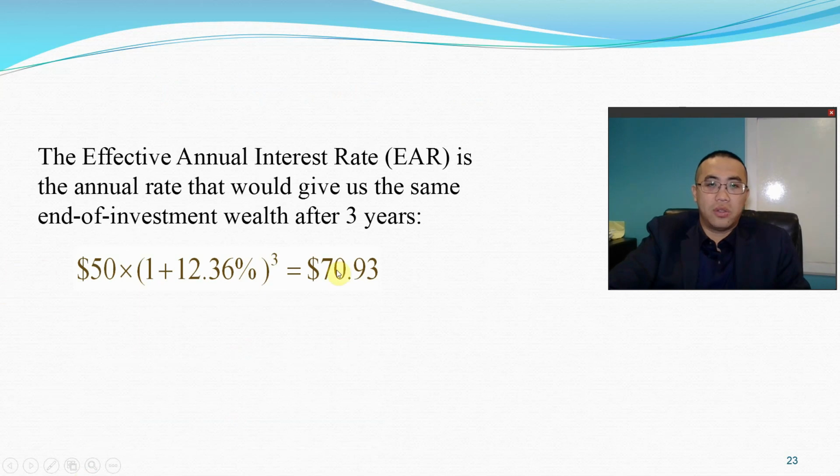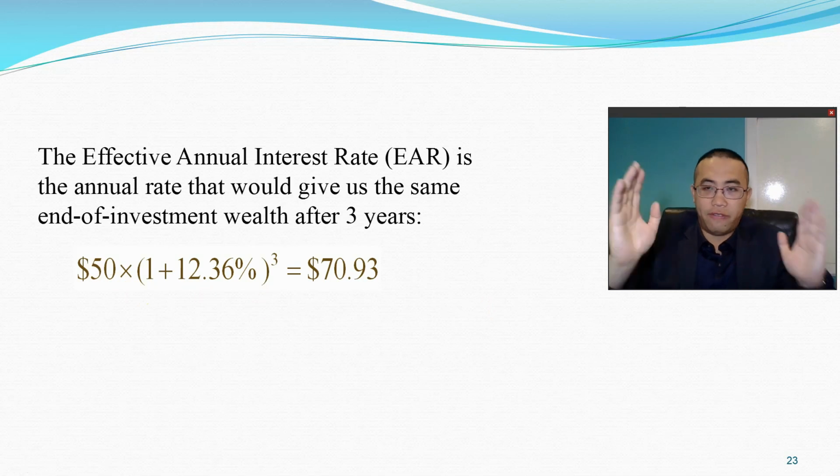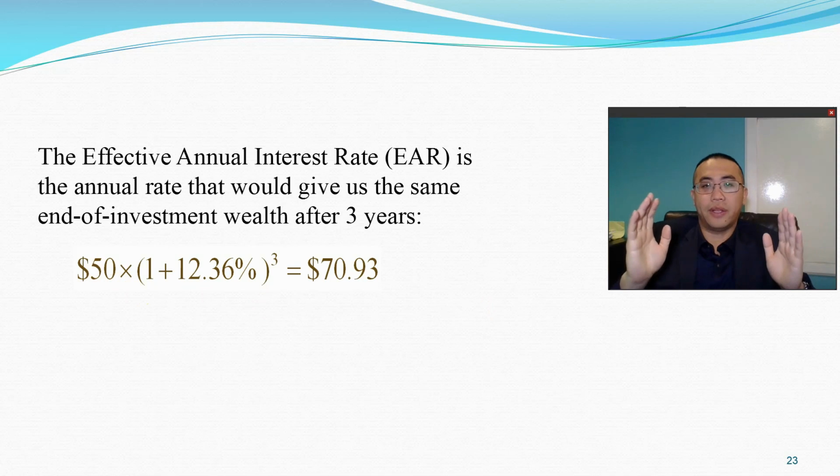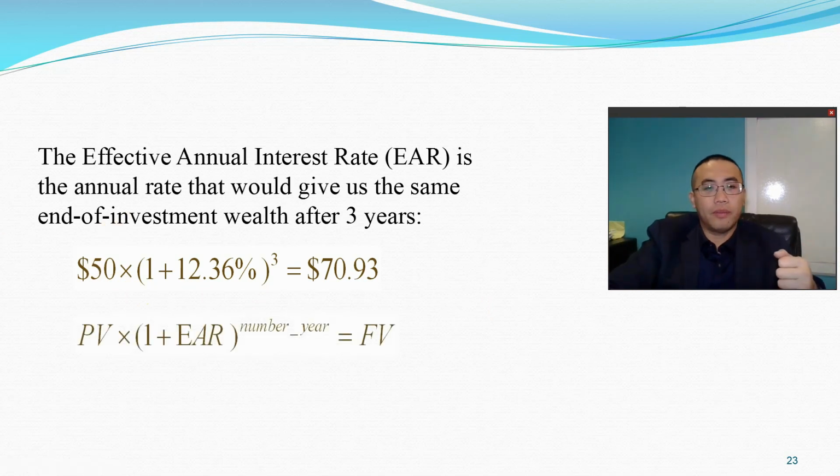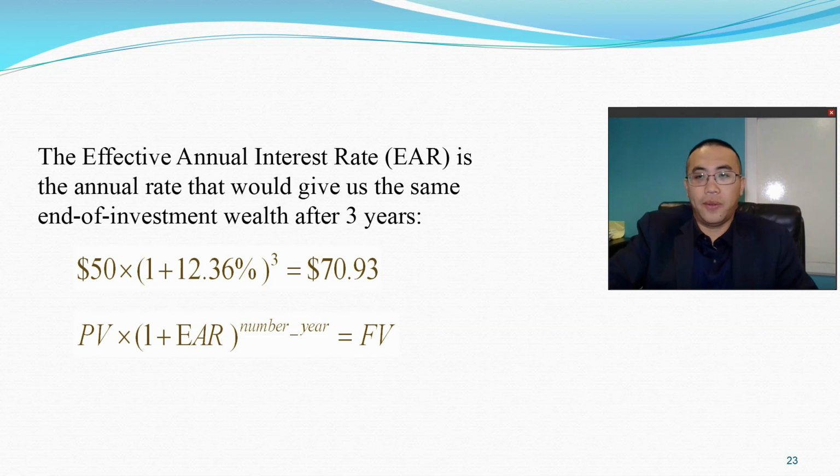So that's your future balance of $70.93. Okay, so you start with $50. If you invest at a 12% rate, compounded semi-annually, that is just as if you invest at a 12.36% effective rate, compounded annually. So the present value times 1 plus the effective annual rate, raised to the power of number of years, would give you the future value.